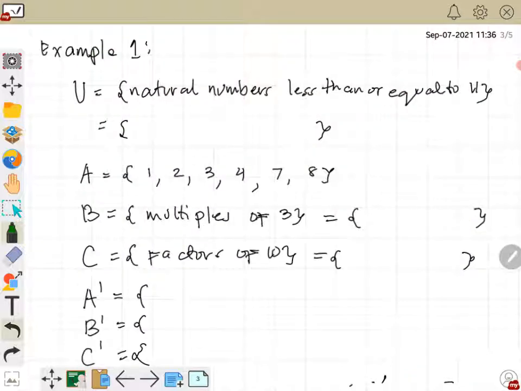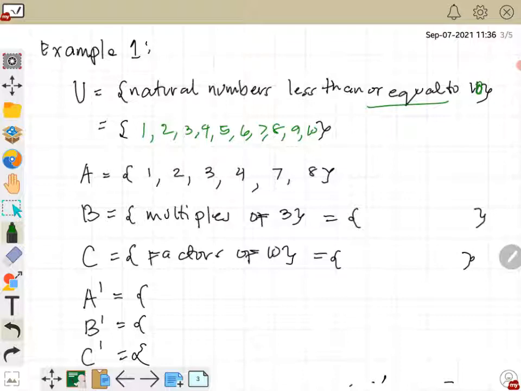So let's try. I have here example 1. Our universal set is the set of all natural numbers less than or equal to 10. Natural numbers are those we use in counting. To make it easier for us to figure out, let's list that down as 1, 2, 3, 4, 5, 6, 7, 8, 9. We will include 10 because of the words equal to 10.